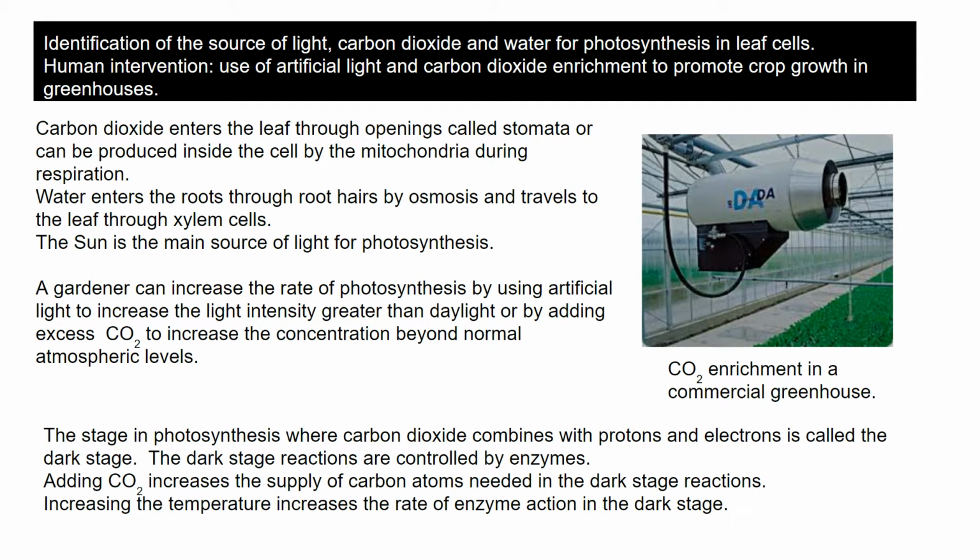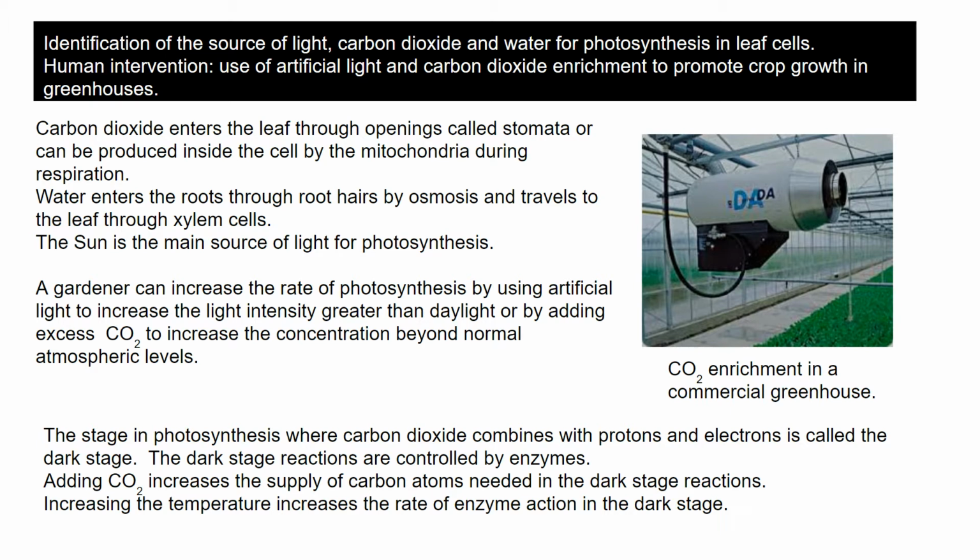Water enters through root hairs by osmosis and travels up the xylem towards the palisade cells, the photosynthesizing cells. And the constant transpiration stream ensures that you have a continual flow of water upwards from the roots. And the sun is the main source of light for photosynthesis.